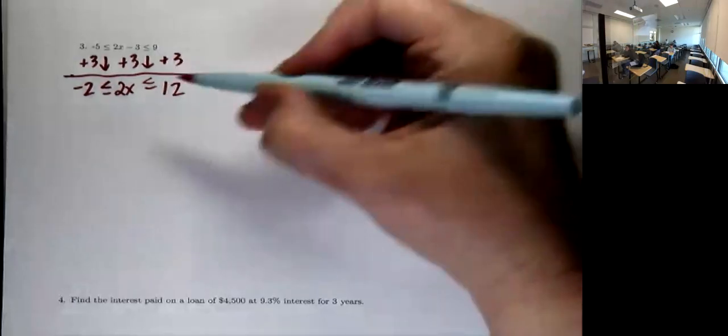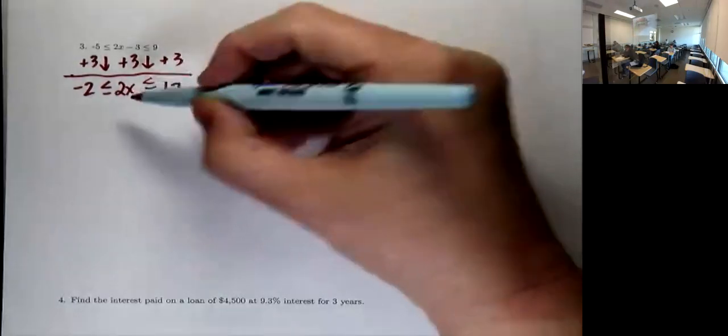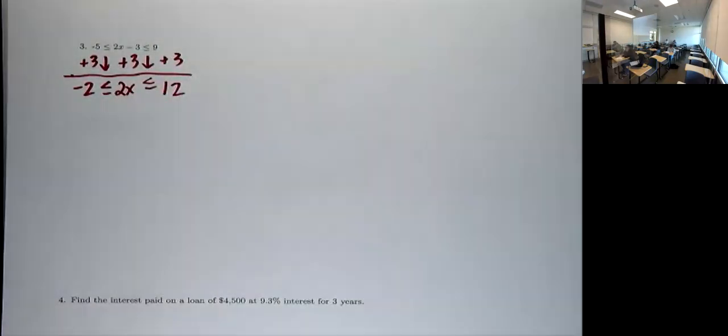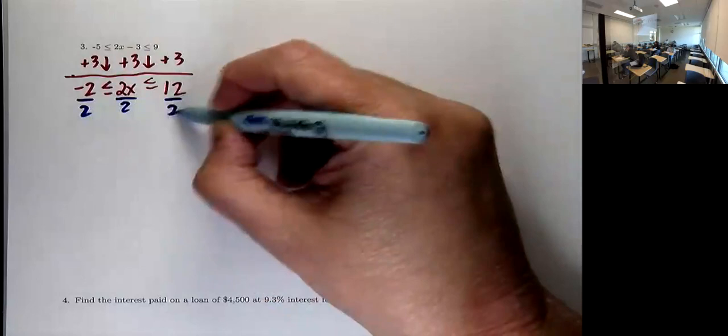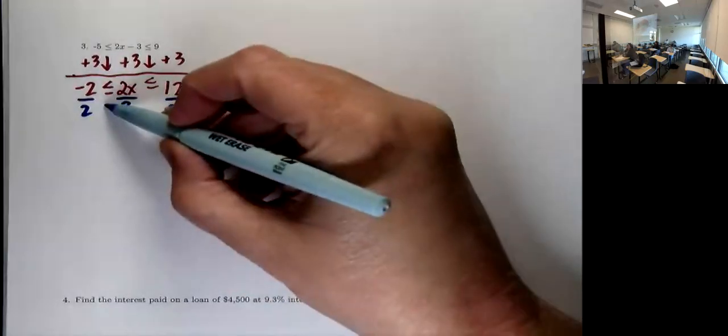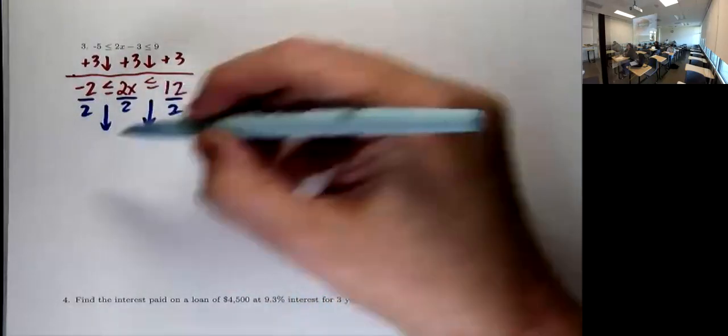Then I want to get x by itself. Right now it's multiplied by 2. Let's change up colors. It's a very different color. I will divide by 2 on everything. So you got rid of the -3 and you have to leave the x.